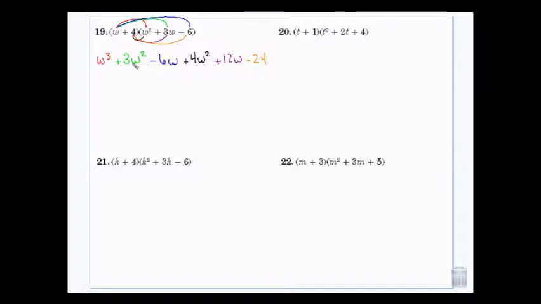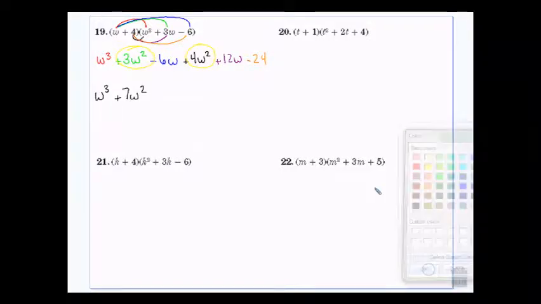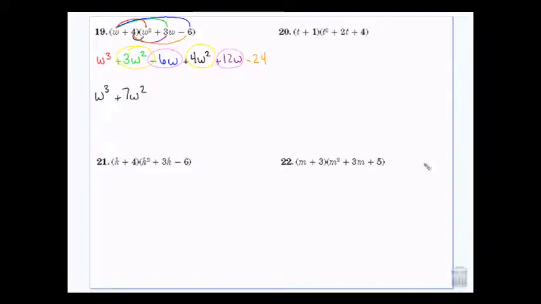I don't have any w to the thirds other than just this one, so that's okay. My 3w squared and my 4w squared are like terms. So I add those together. I have 3 plus 4 is 7. And then negative 6w and 12w are like terms, so I add those together. I have negative 6 plus 12 gives me positive 6, and then the negative 24 is by itself.